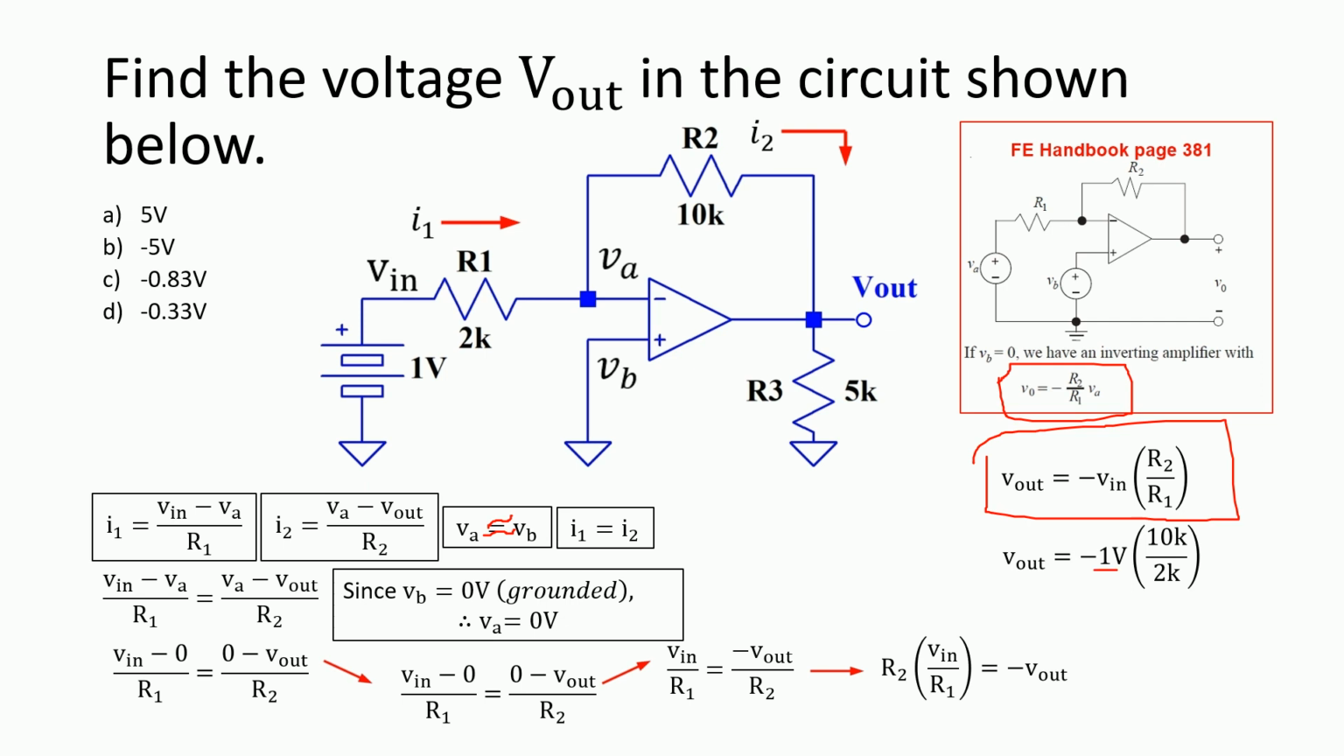Now you can plug in some numbers. That is my input, and 10K over 2K is negative 5 volts, right? Just to clarify, this negative sign came from right here. This is my VN. The reason that became negative is because of that pin, and my V out is negative. So there it is. Bang.